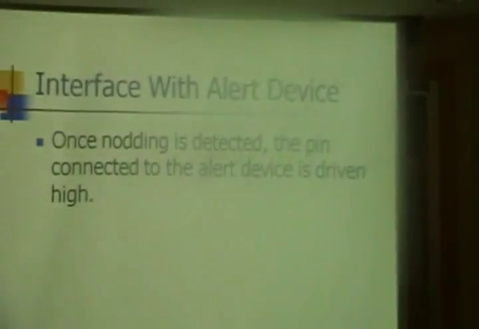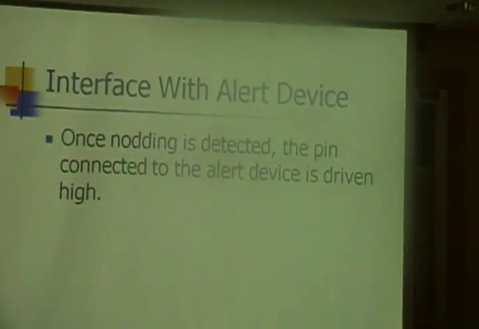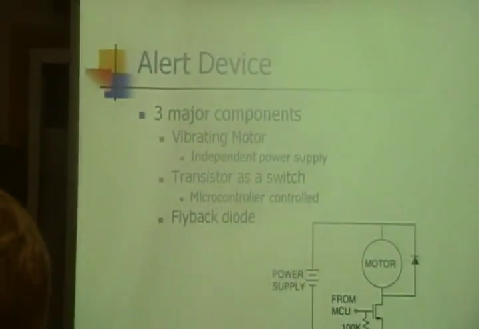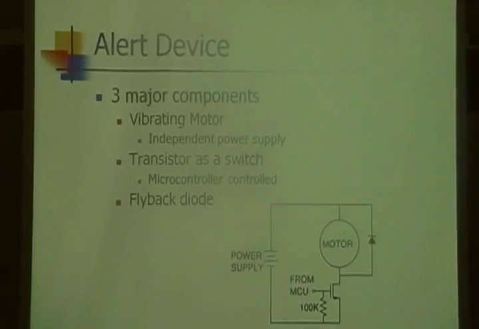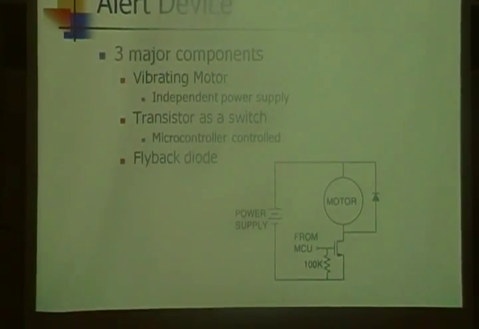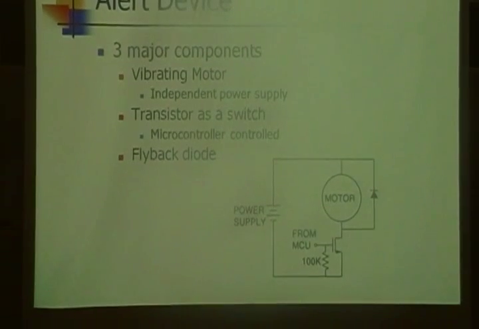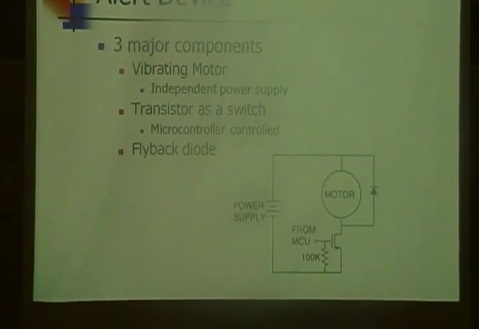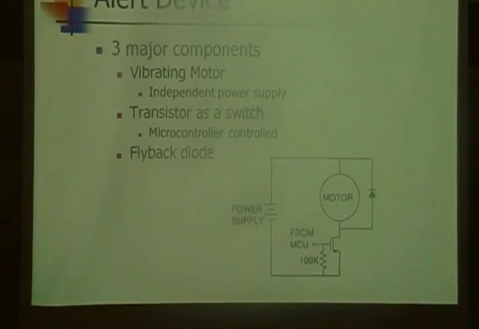Now to discuss how the signal is interpreted and how the alert device works, I'll hand it over to Pragyan. Thank you. Now the alert device is simple but yet useful. We talked about the motion sensor, the proximity sensor and the microcontroller. Once the closed eyes are detected, we needed a way to send out a signal.